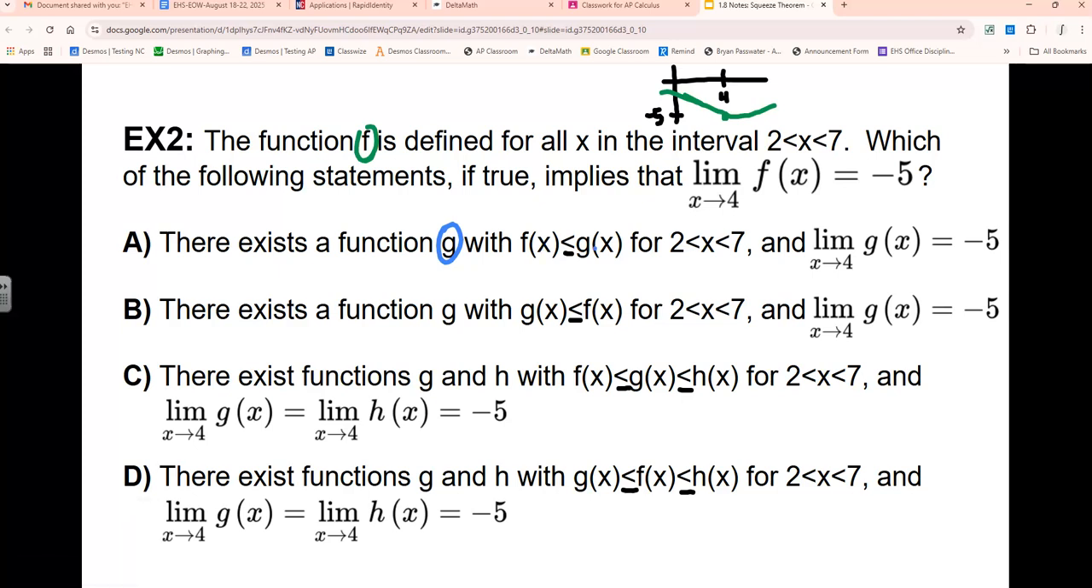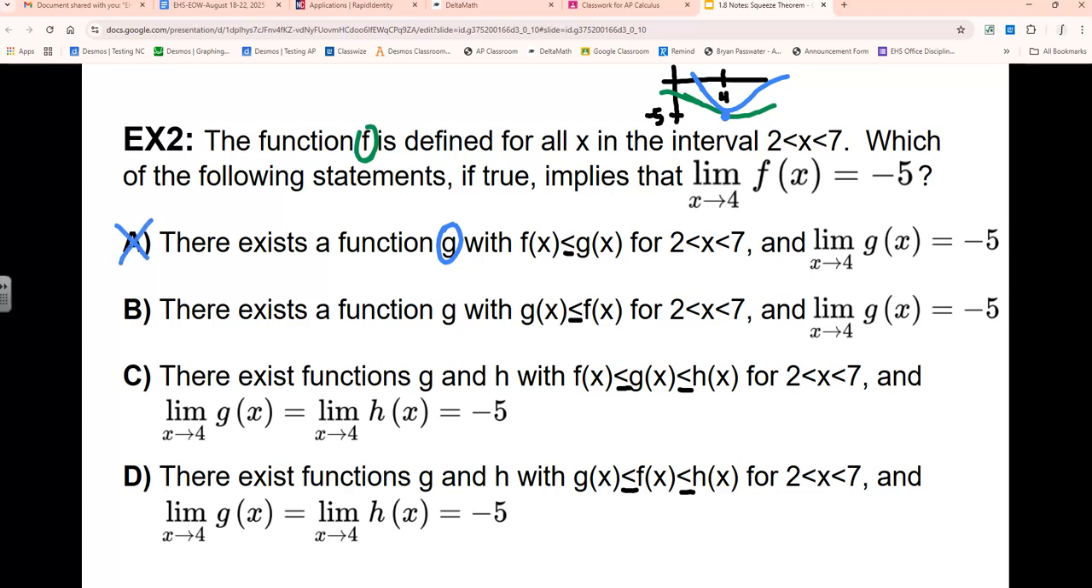That means f is below g, but g still has the same limit. So it's like right here. And g, wherever it's at, is above f. Is that the squeeze theorem? Squeeze theorem has to have something above and below, right? It's got to squeeze it in at that point. This only gives us one other function. This is not squeeze theorem. So this is not the answer.